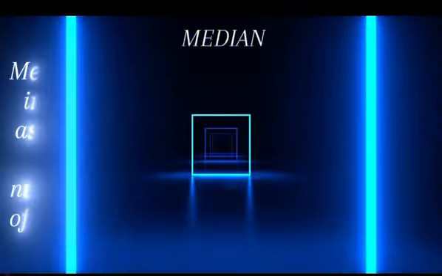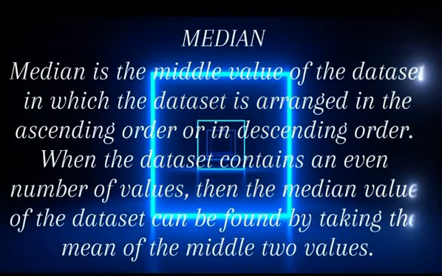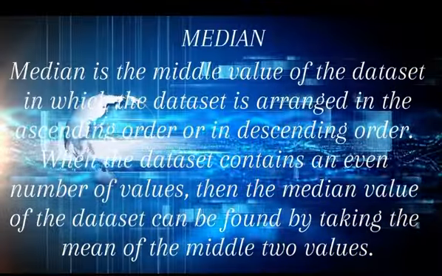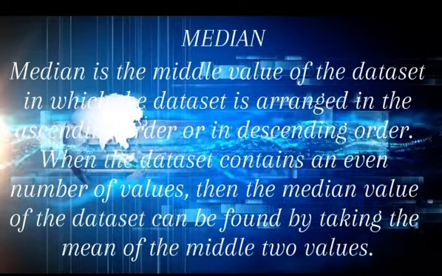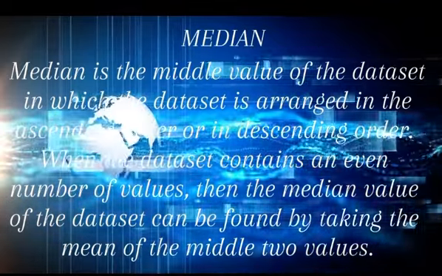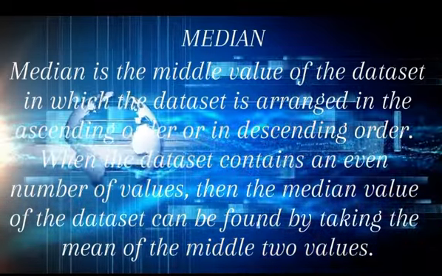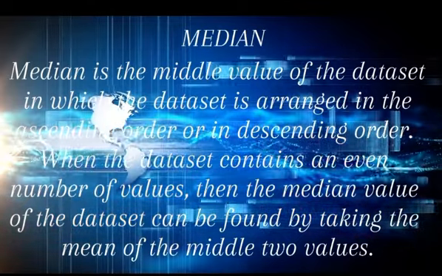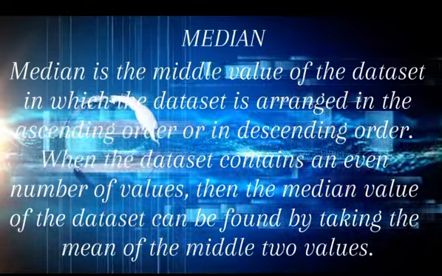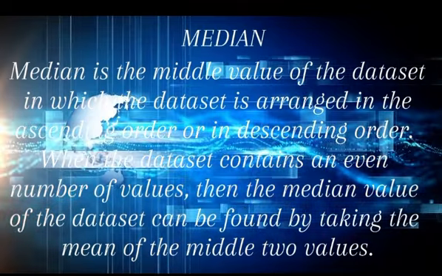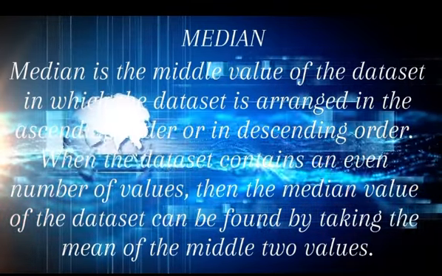Median. Median is the middle value of the dataset in which the dataset is arranged in ascending order or descending order. When the dataset contains an even number of values, then the median value of the dataset can be found by taking the mean of the two middle values.